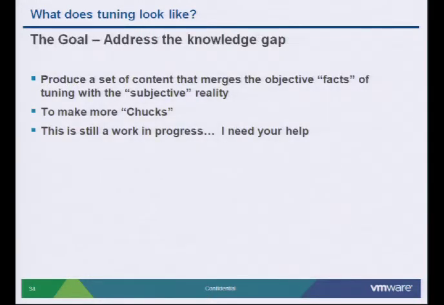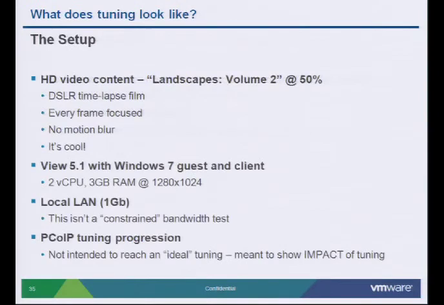So my goal with this is to produce that content that merges the objective facts, what benefit do I get from tuning, as far as bandwidth reduction or even CPU reduction, with the subjective reality: what does that look like? Ultimately, to make more of me, right? I'm tired of being the only guy who gets the calls from the SEs. And this is still a work in progress. I've been working on this for quite some time, so I want your help and your feedback.